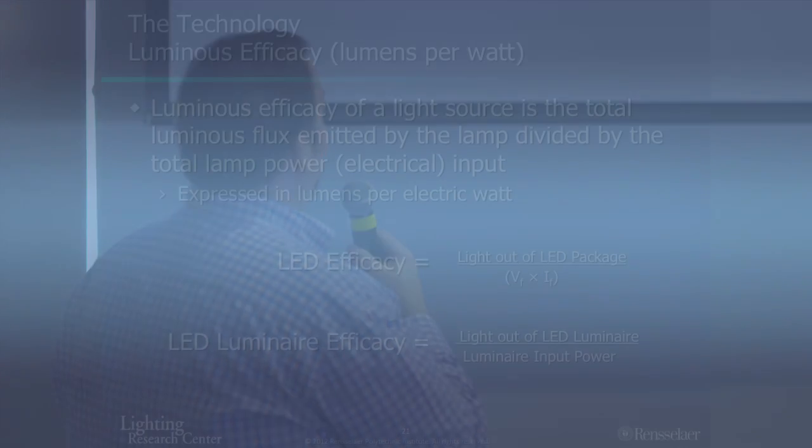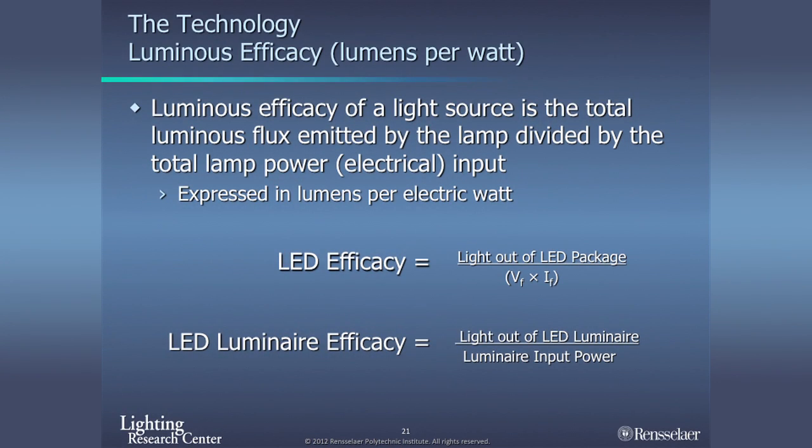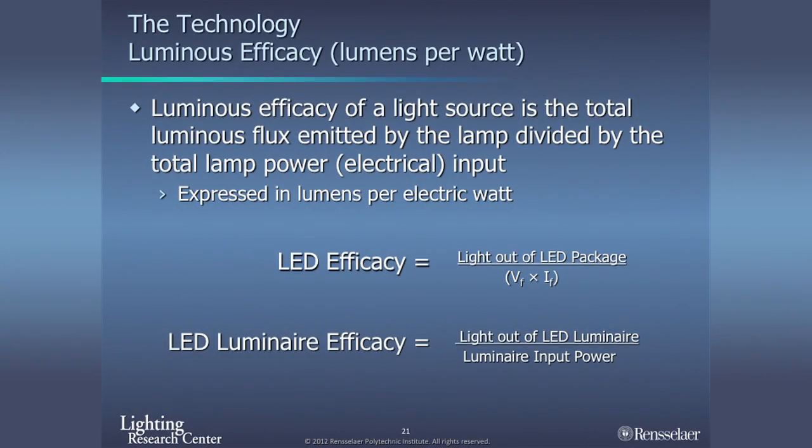When we talk about efficacy with LEDs, as opposed to efficiency, efficacy is measuring two different things, like miles per gallon. It shouldn't be called efficiency, that actually should be called efficacy. Efficiency is when you measure like watts in, watts out. So when we talk about efficacy, it's the light output of an LED over its input power.